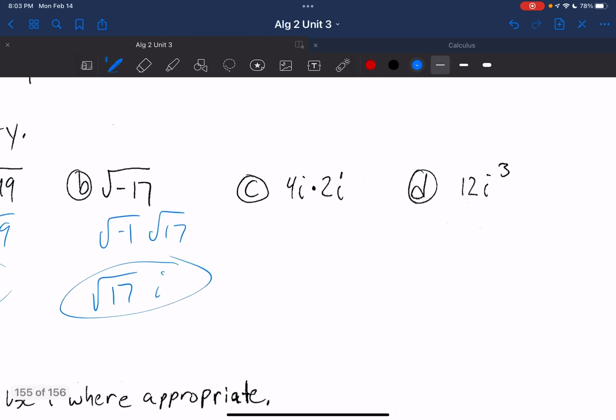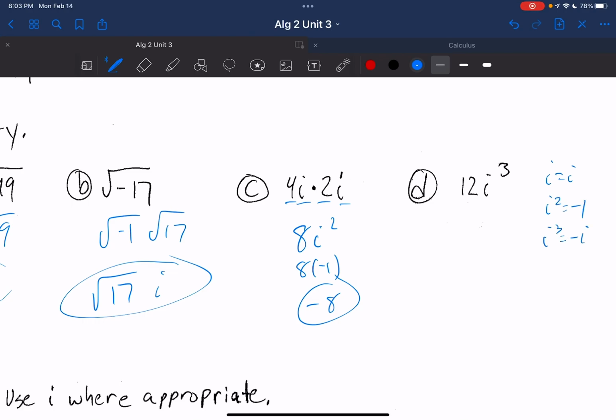Next one, I'm going to multiply these two together, and just think of the i as an x. Like i times i is i squared, just as x times x is x squared. So it'd be 8 and then i squared. i squared is negative 1, and we get negative 8. I wrote these definitions up on the board: i squared is negative 1, i cubed is negative i, and i to the fourth is positive 1. So I can use that one right there, and negative 12i would be the answer to part D.